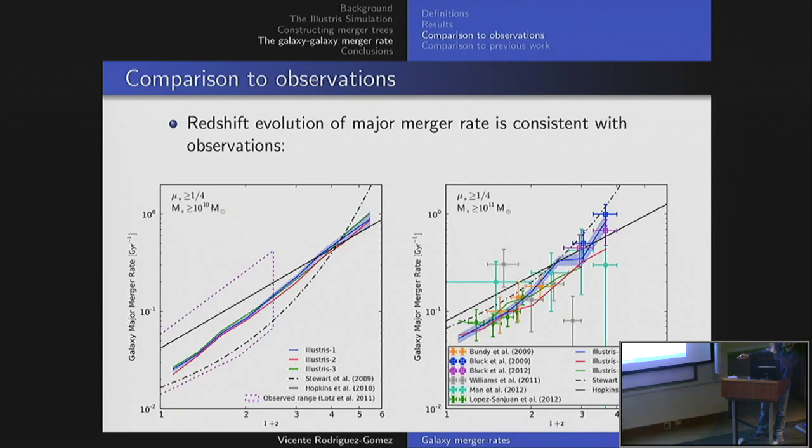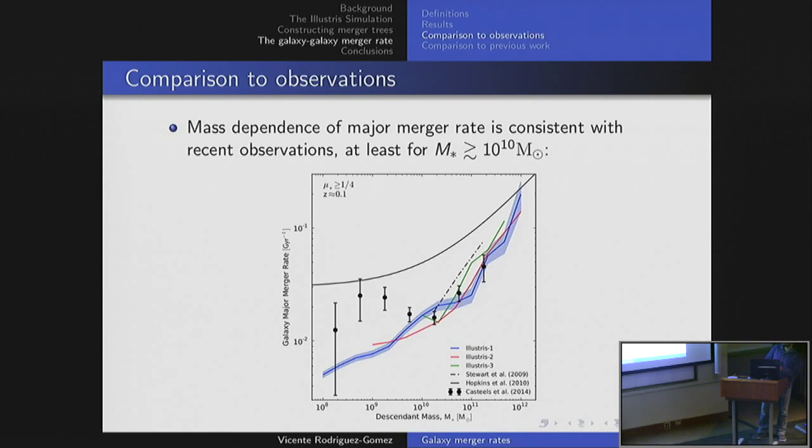The observational constraint is still a bit large, so we cannot rule out these other models, but we're going in the right direction. And then on the right, the spread is much larger. There are even some observations that predict a flat or decreasing redshift dependence. But overall, there seems to be agreement. We can do the same for the mass dependence. So these are observations from a recent survey. The observations do something strange here for the lower masses, but at least for the high masses, there is agreement, which is encouraging.